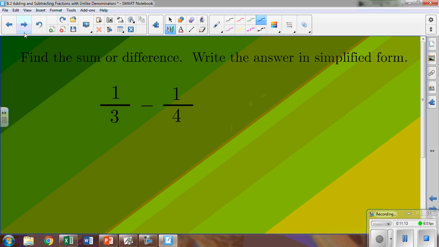Same thing here, 1/3 minus 1/4. 1 times 4. 1 times 3. 3 times 4. 4 subtract 3 equals 1. And we have our answer, 1/12. We're done. That won't simplify.